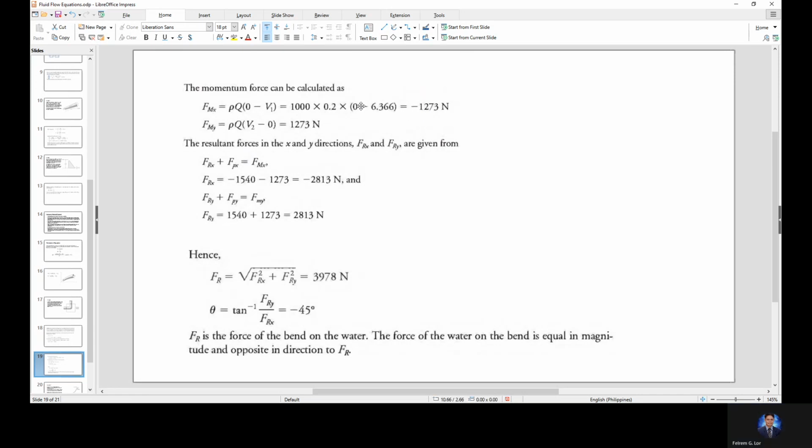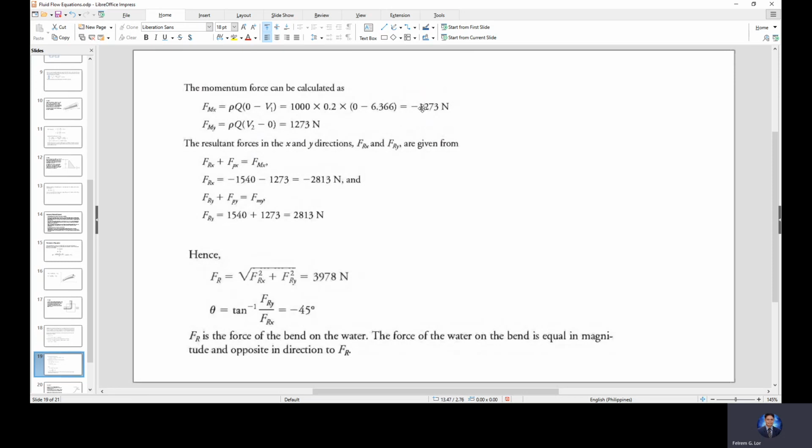Okay? Now for y, V2 is 0. Their V1 and V2 are the same, and positive again, so 1273.